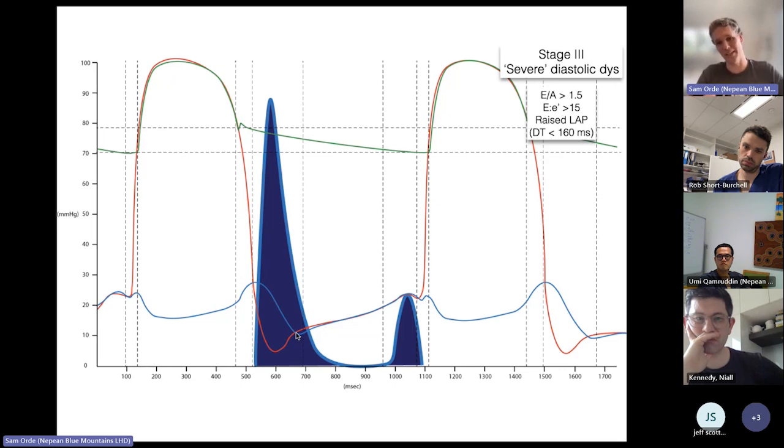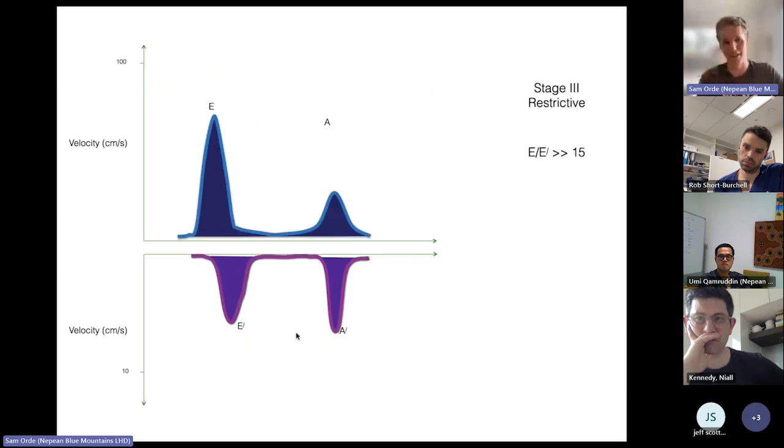And here's when we start to see the E to A ratio go up and up and up, and we start to see the E to A ratio getting greater than 2. You see that E to E prime ratio reduce even further, and those E primes get smaller and smaller and smaller. And that's when you get these raised left atrial pressures with E to E primes greater than 15.